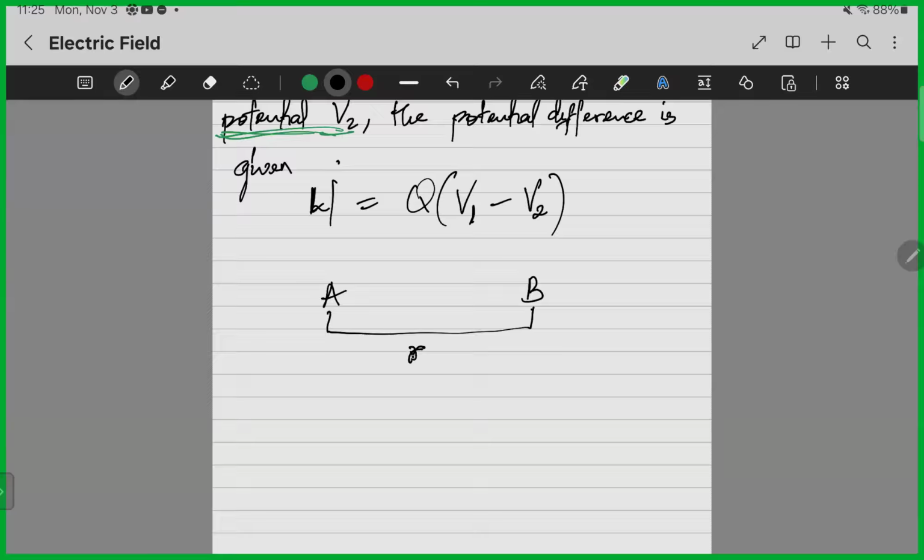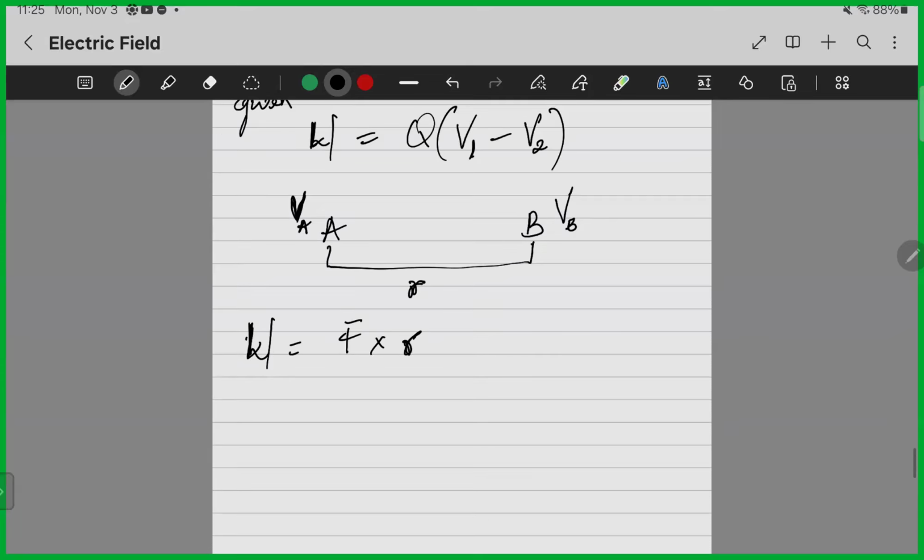Now we have already established that the potential at point A, or point 1, is VA, and the potential at point B, or point 2, is VB. We've established that already. We know that, generally in physics, work done is force times distance. In this case, distance is R, so you get force times R.